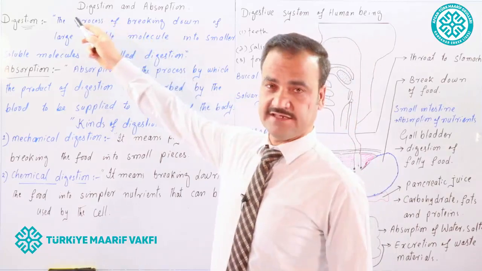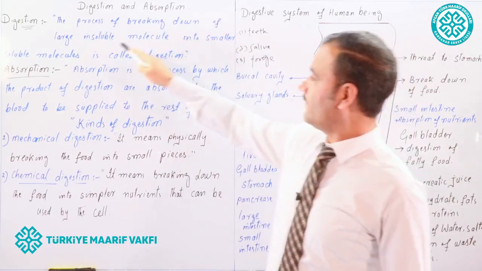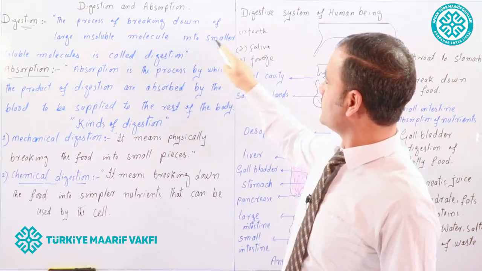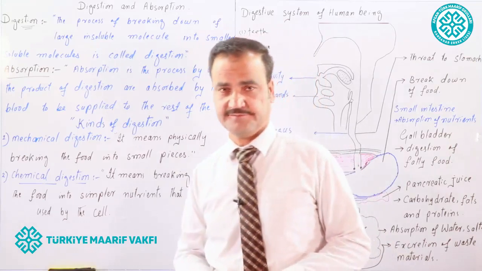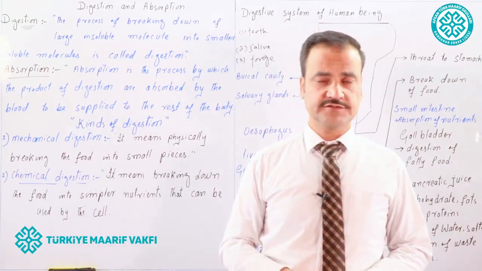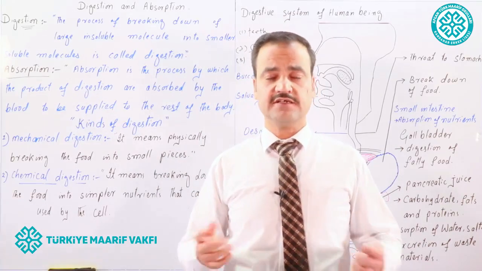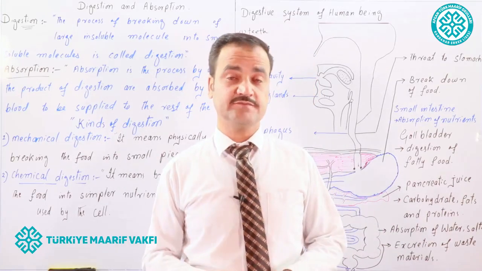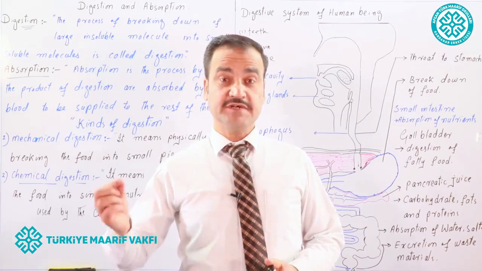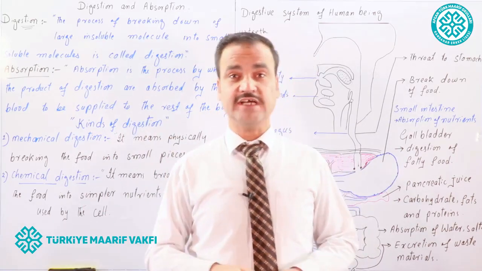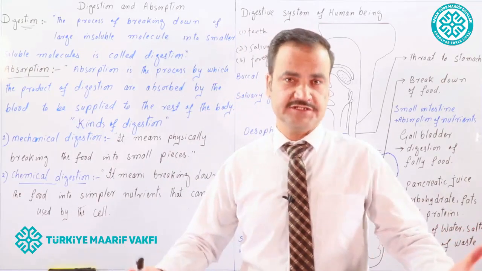First we will define digestion. The process of breaking down of large insoluble molecules into smaller soluble molecules is called digestion. Dear students, when we eat food, it contains a lot of large complex molecules. So it must be broken down into simpler and smaller molecules. For what reason?